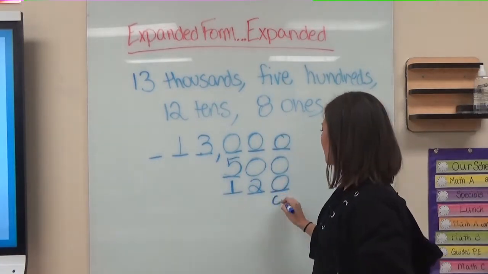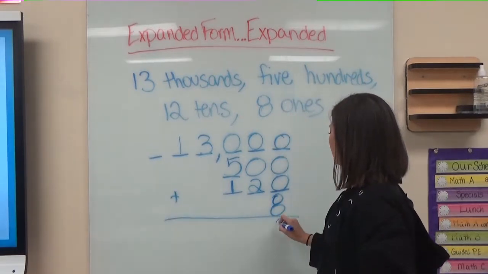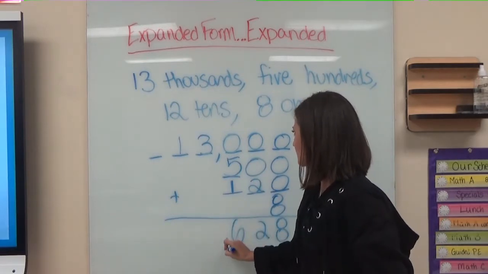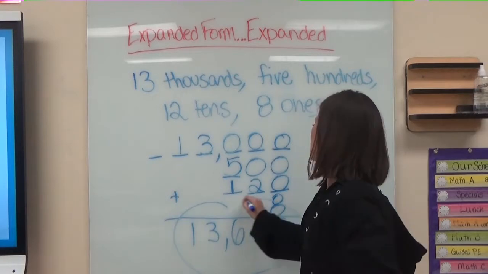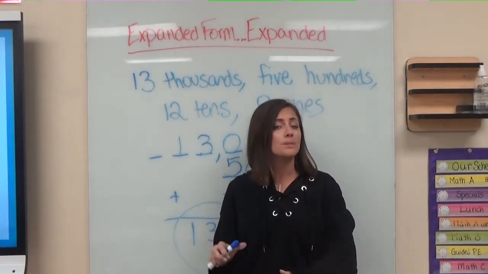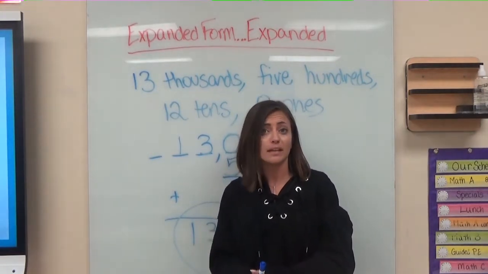Last but not least, 8 ones. So if I add this all together, I get 13,628. Hopefully this helps clarify a little bit of any confusion that you might have for expanded form.